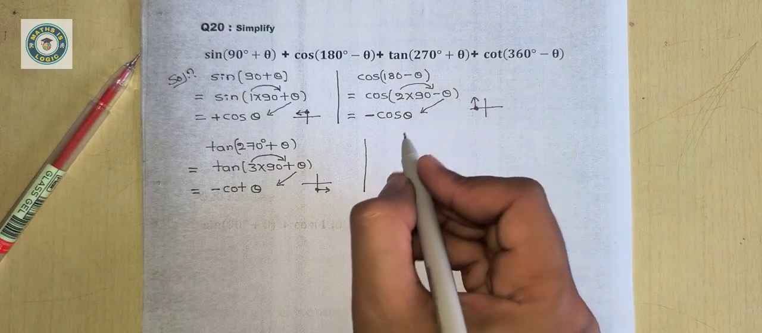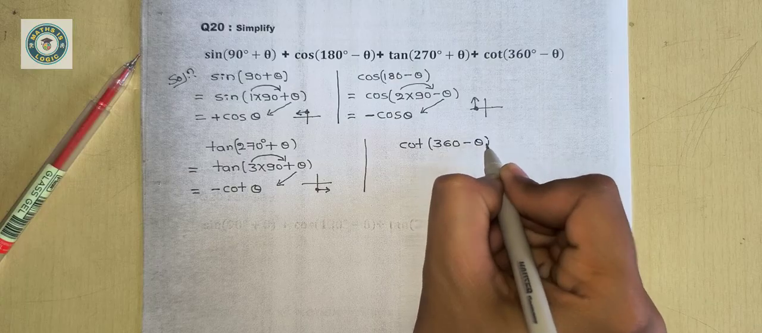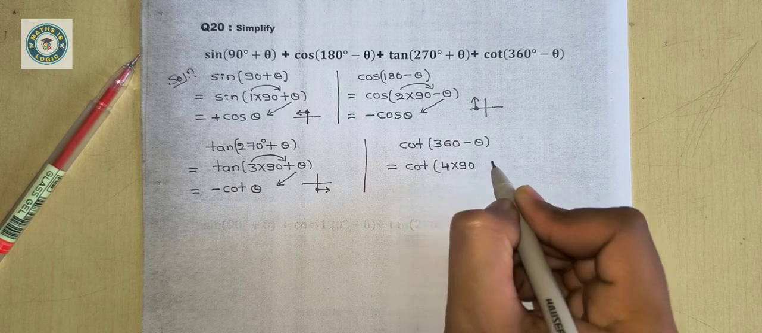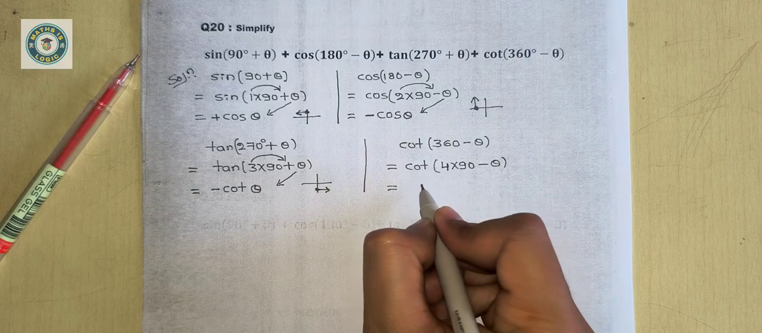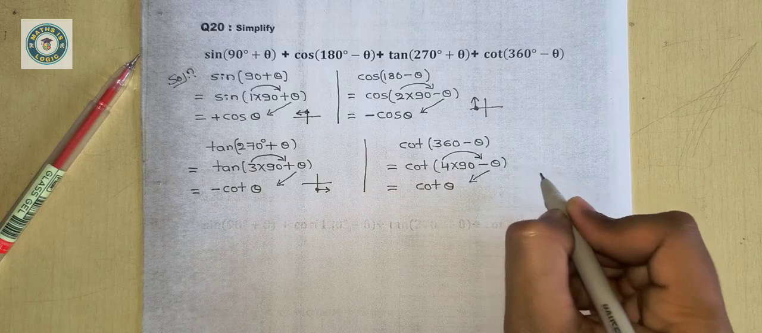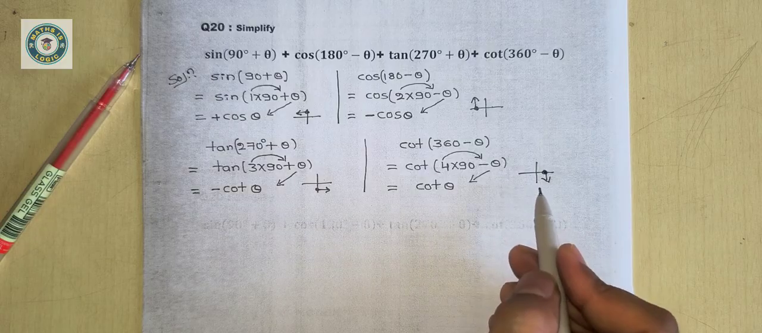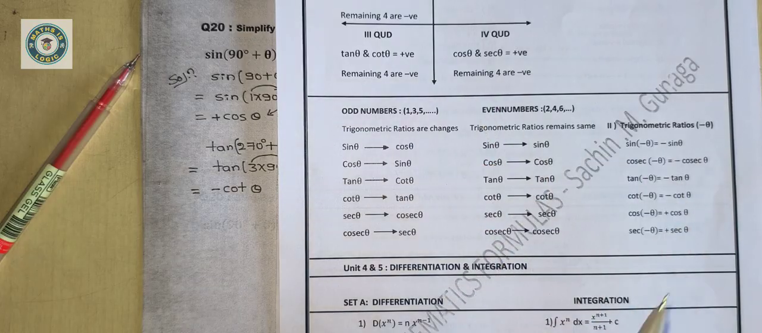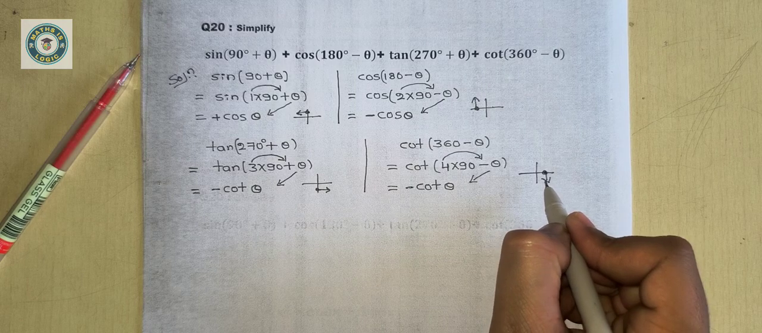Next last value, what is that last value? Cot 360 minus theta. Cot 360 can be written as 4 into 90, 360 minus theta, which is equal to an even number. Cot remains what here? Cot, and here theta as it is you mention. Next 4 minus means 0, 1, 2, 3, 4 minus means previous quadrant. Previous means fourth quadrant. Again you can see in the fourth quadrant cos and sec are positive, remaining all are negative.